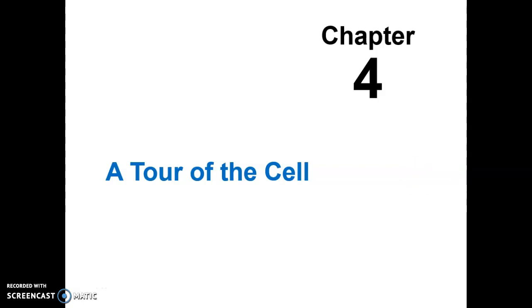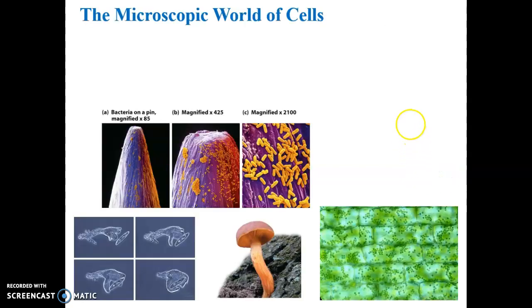Chapter 4, A Tour of the Cell. So we'll start out by looking at the fact that cells are microscopic. That means you have to have a microscope in order to see them because they are so small.